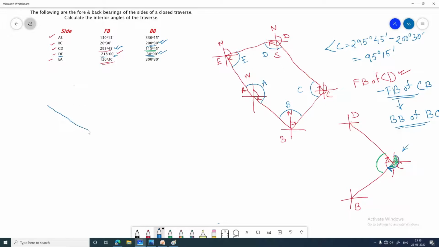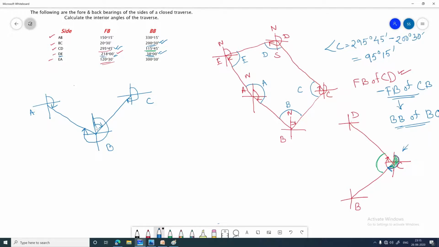So it is something like this. This is A, this is B, and this is C. This angle is known, this angle is known, right? Even this angle is also known, this is also known, right? So these angles are known.